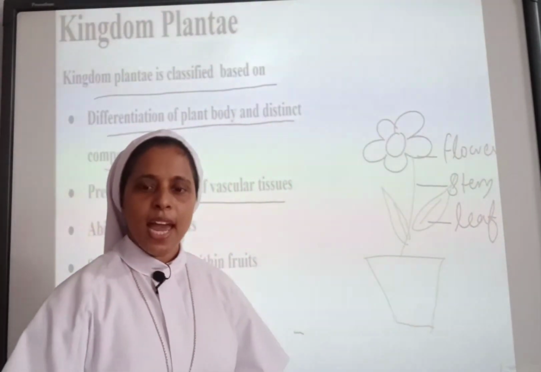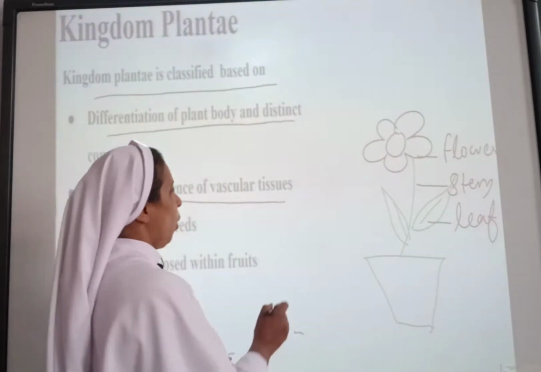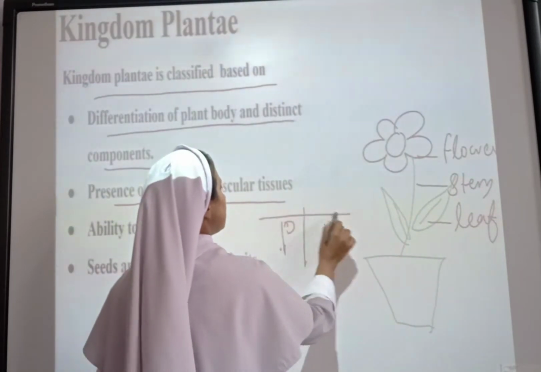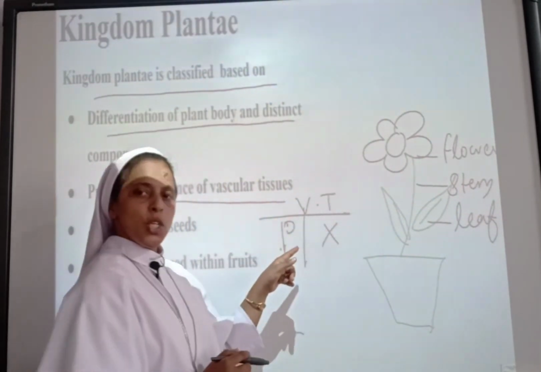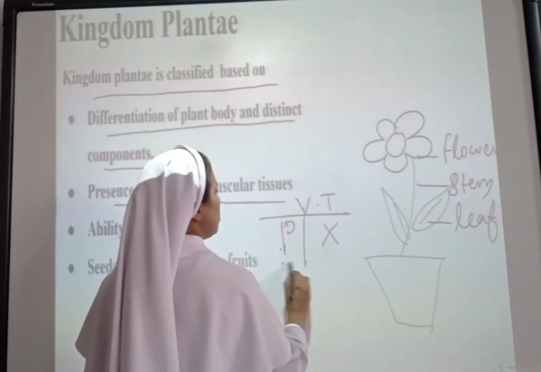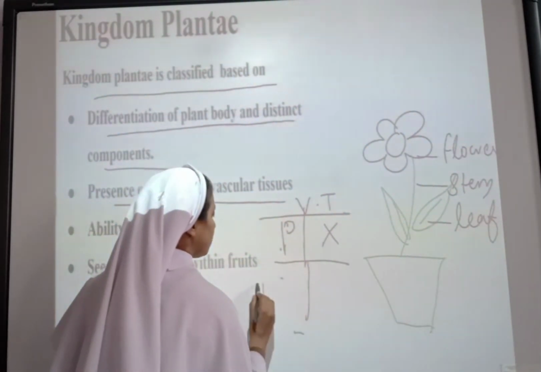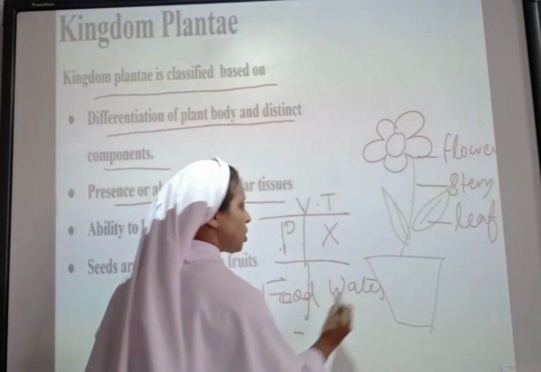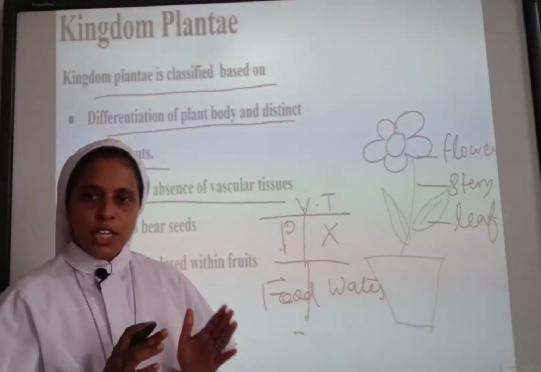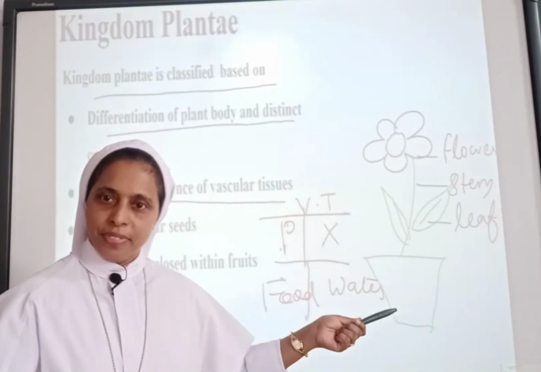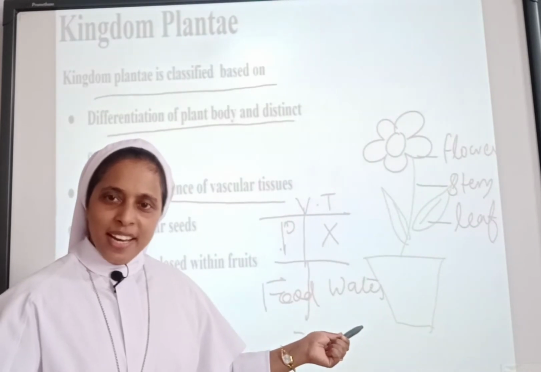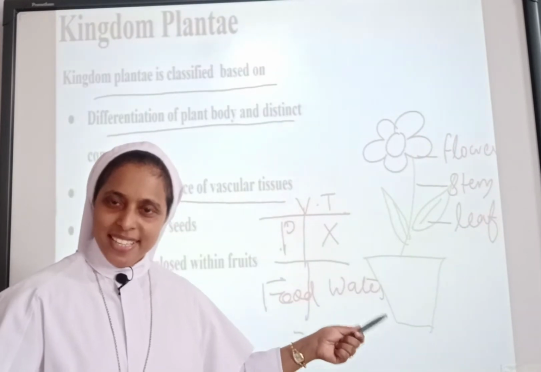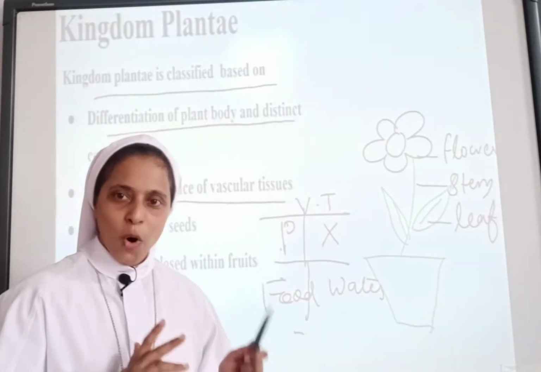So the presence and absence of the vascular tissues. We all know that based on the vascular tissues we have xylem and phloem. So phloem is for the conduction of food and xylem for the conduction of water. So vascular tissues in the sense we have xylem and phloem. So xylem mainly for the conduction of water, phloem mainly for the conduction of food. Clear? So what is the function of xylem and phloem? Hope it is clear to you.